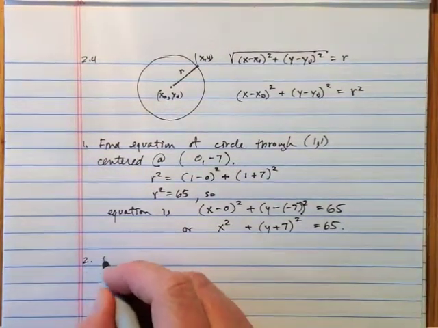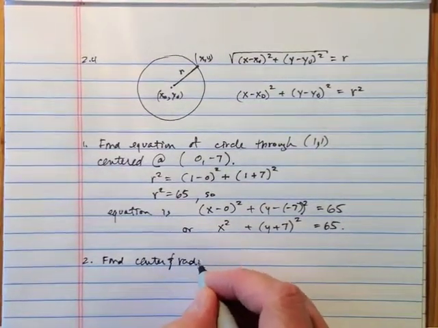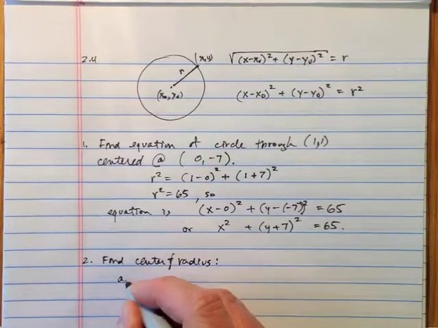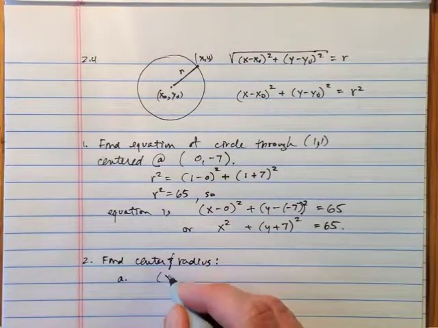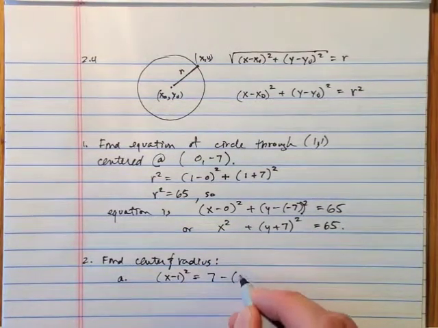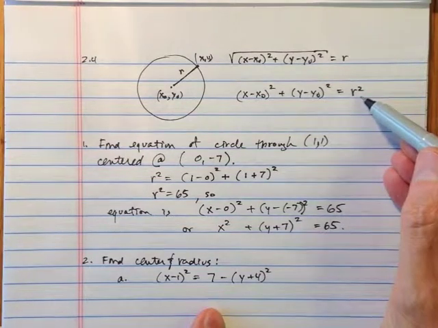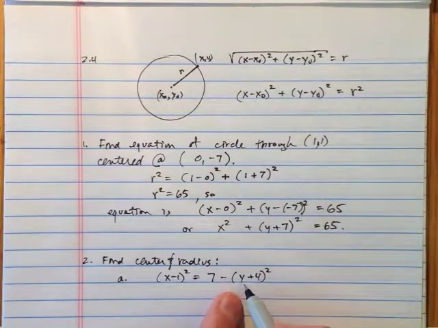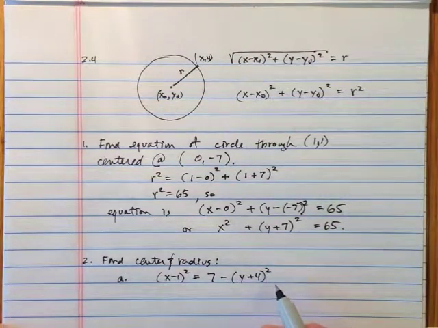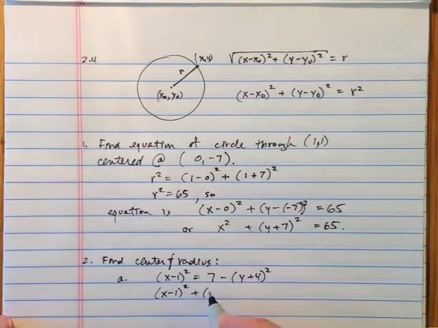How about this one? Find the center and radius of this circle. I'll give you a two-parter. How about this one? x minus 1 squared equals 7 minus y plus 4 squared. Well, I can read off the center and the radius if I just make the equation look like this. This isn't too far removed from that. Let's just add this y plus 4 squared term to both sides. So the equation would be x minus 1 squared plus y plus 4 squared is 7.